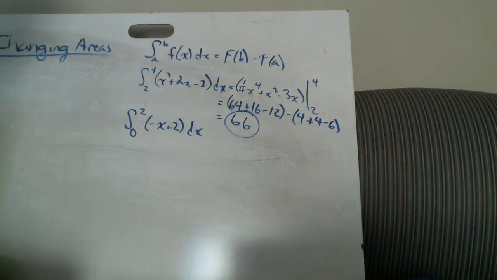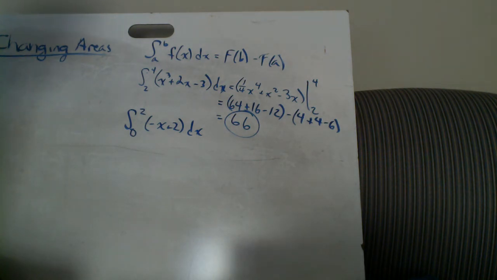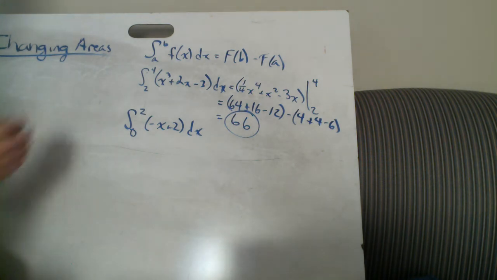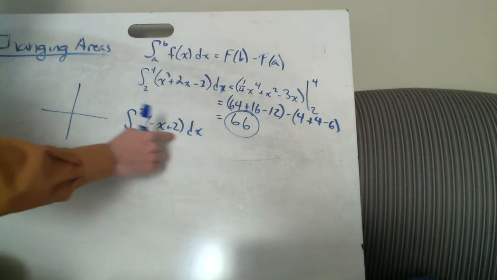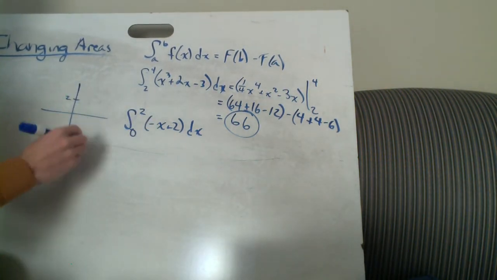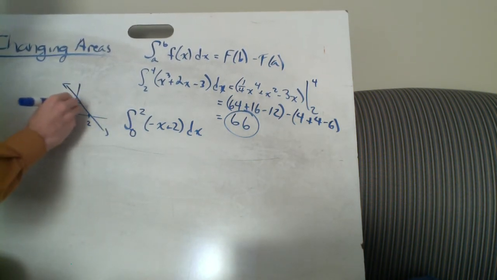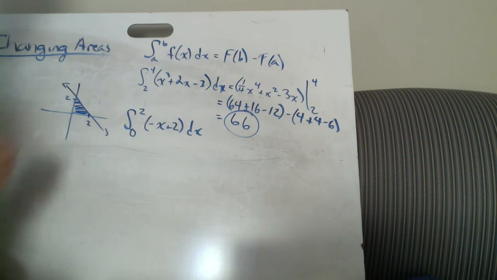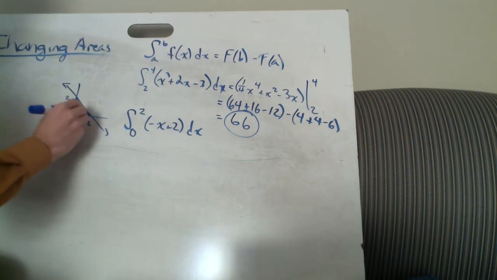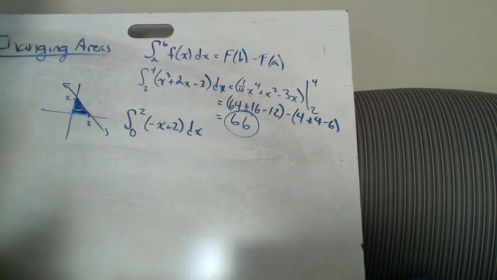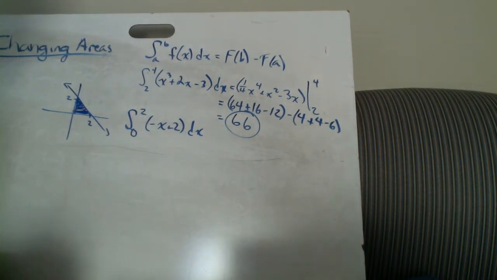We know for a fact what this area should be, not because we used our calculator, but because we drew a picture. Negative x plus 2 has a y-intercept of 2. It also has an x-intercept of 2. So if I draw this line, it looks like this. This area is this triangle. The area of this triangle, you should notice, is 2, because the height is 2, the base is 2. 1/2 times 2 times 2 is just 2.